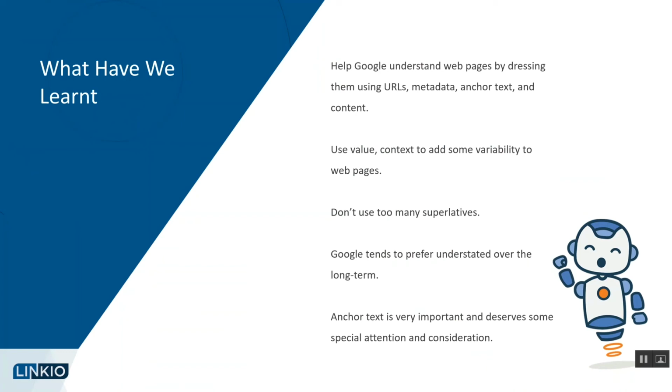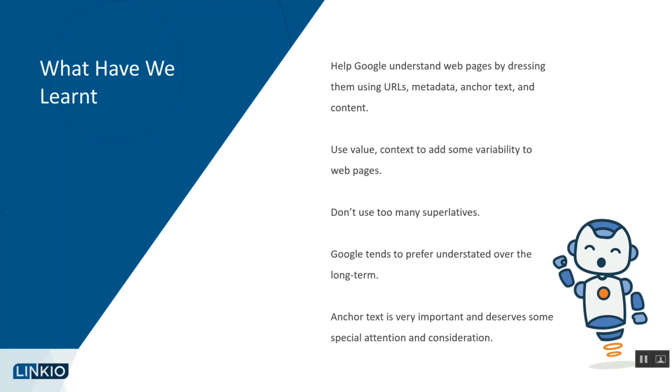So what have we learned so far? We need to help Google understand what our page is about by optimizing the URLs, the metadata, the anchor text, and the content. The more value we provide through creating a rich multimedia experience with content, images, videos, plus variety, that's going to increase our chances. And we don't want to sit there saying that we're the best and we're the top.